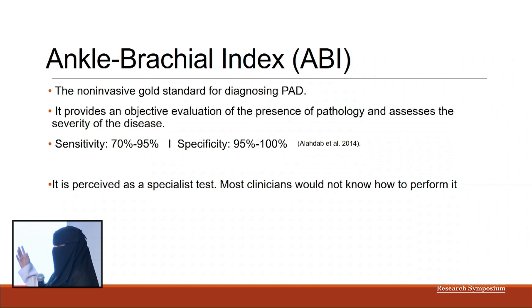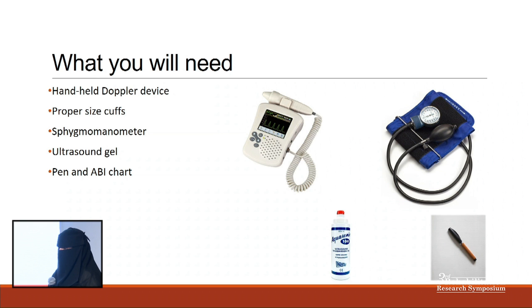Here, the ankle brachial index is the gold standard non-invasive measurement for diagnosing peripheral arterial disease. It is an objective evaluation. It has a sensitivity of 70 to 95% and specificity of 95 to 100%. It is perceived as a specialist test. It needs a specific training program to perform the entire procedure for the ankle brachial index without mistakes. Most clinicians would not be able to perform the whole procedure correctly.